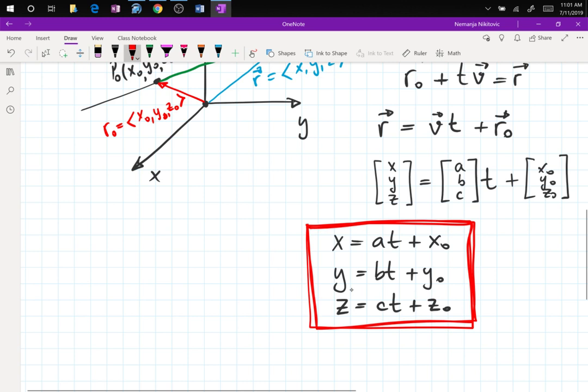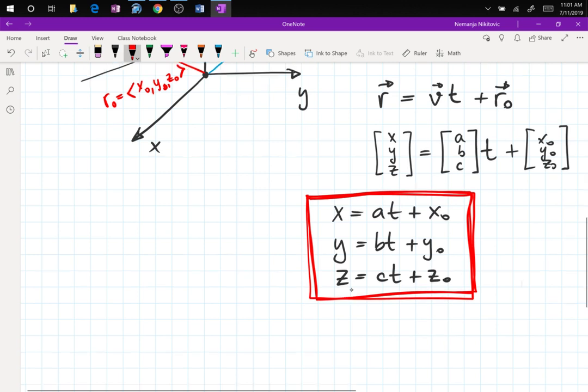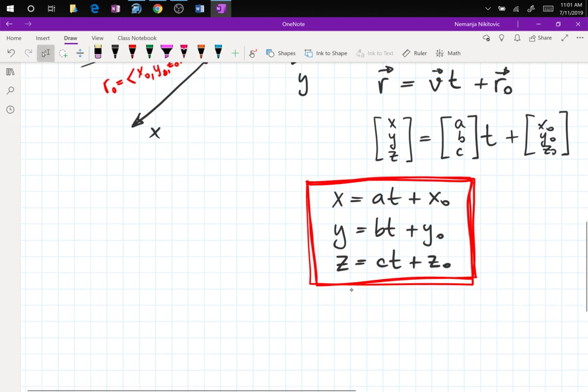There is another way to describe the system. So this is, I'm just going to say, a line in R3, right? So that's the line in R3.